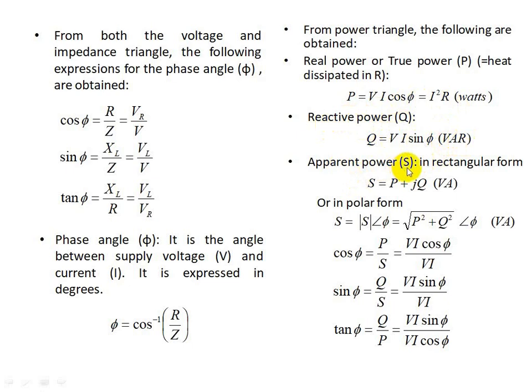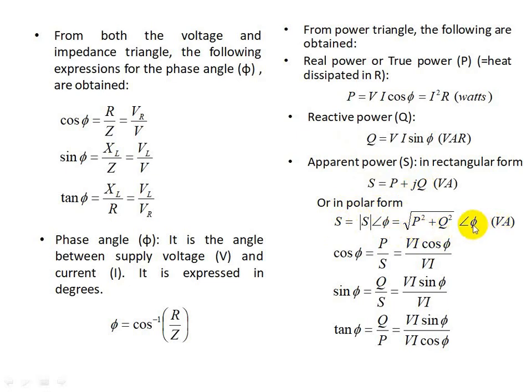Apparent power is denoted by S. In rectangular form we can write it as the vector addition of real power plus reactive power. So the apparent power S can be written as P plus jQ. P is the horizontal component and Q is the vertical component. In polar form it can be written as S is equal to magnitude of S at phase angle phi. This magnitude is the square root of P square plus Q square, at an angle phi.